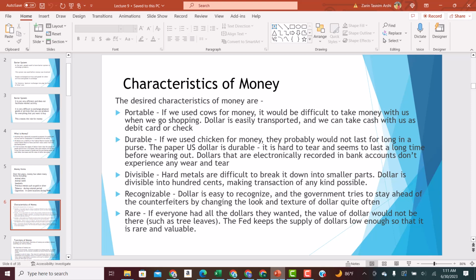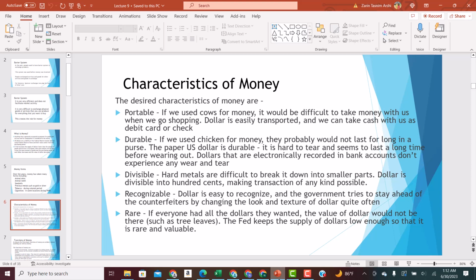Assume if we used cows for money, it would be really difficult to take the money with us when we go shopping, right? I mean, we can only take one cow, and it's just so weird and awkward to take a cow to go to Walmart and buy something. Think about it, right? So the dollar must be easily transported, and we can take cash with us or a debit card or check, and that helps us to buy anything that we want in the store or online.